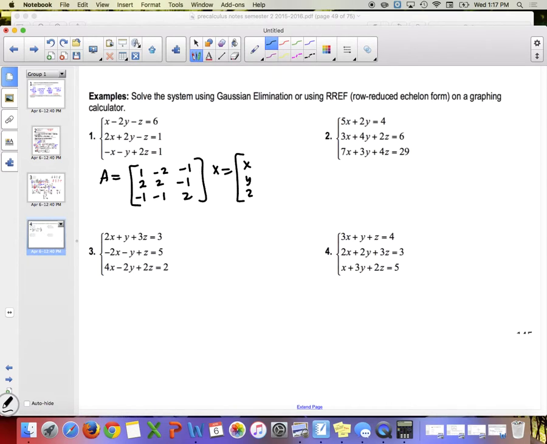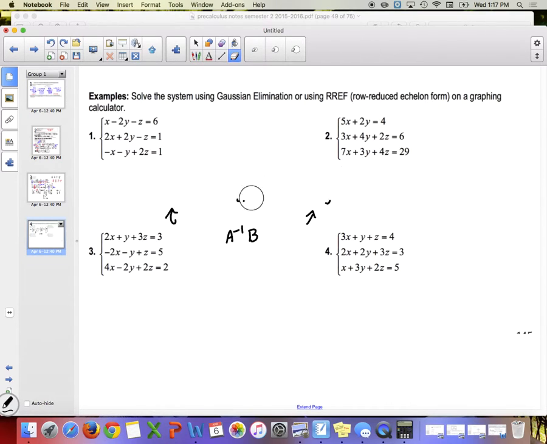x, y, and z. And then b was our constant, 6, 1, 1. Do you guys remember doing that? What we would do is put an A in our matrix, put B in our matrix on our calculator, and then find A inverse times B. Do you guys remember doing that whole process? Okay, so you can solve it that way. If you remember that, you are more than welcome to solve things that way.